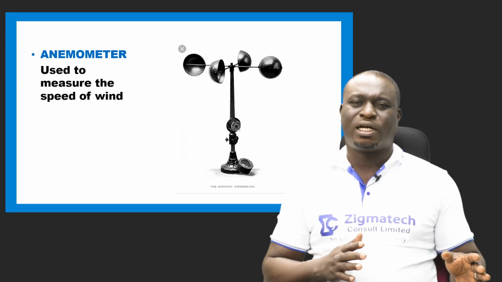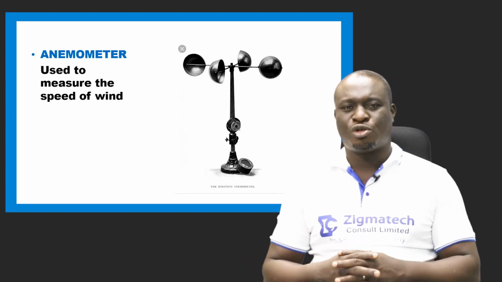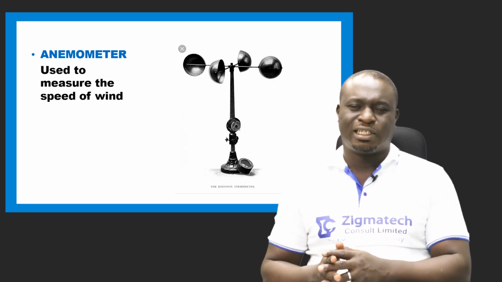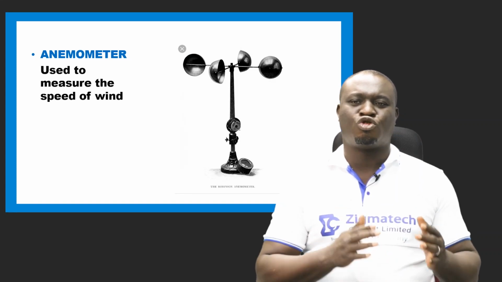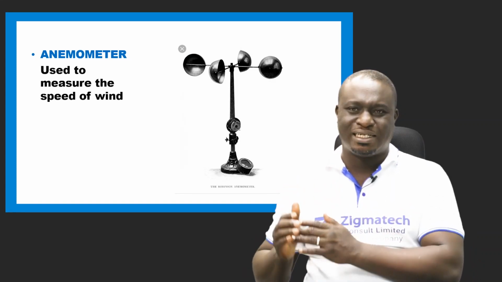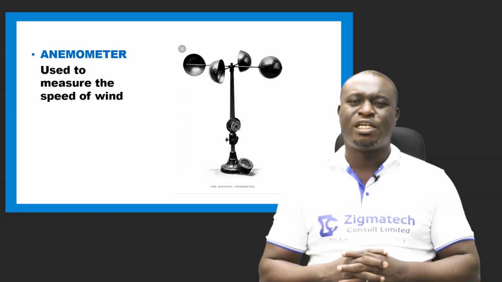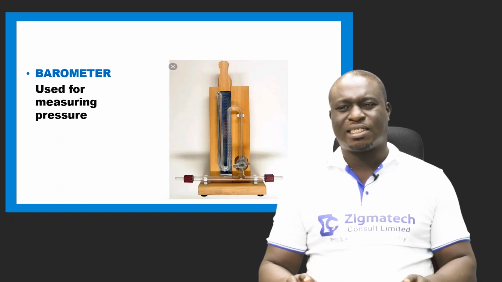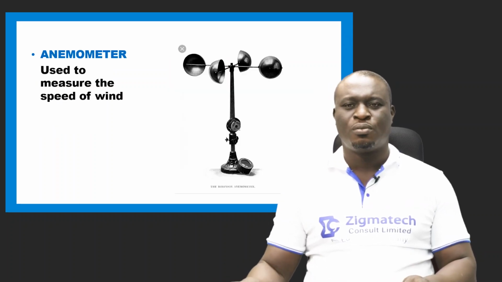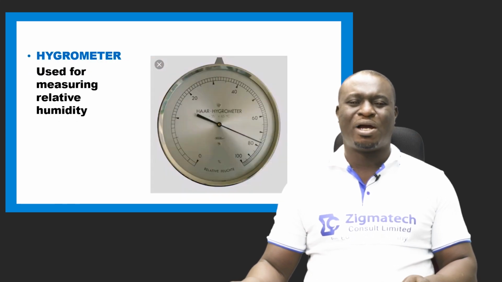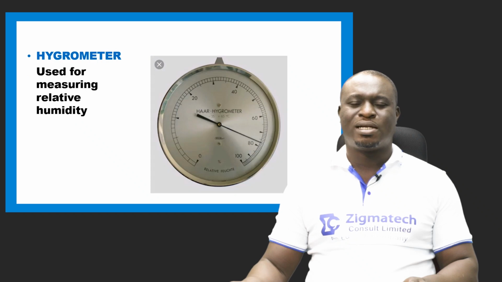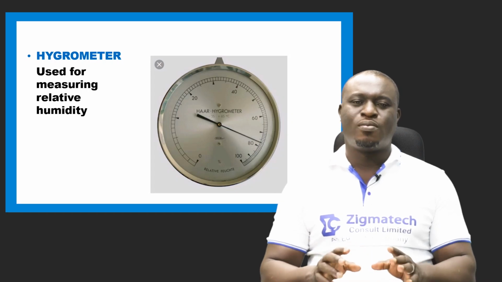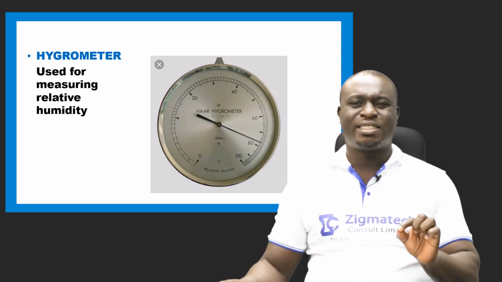Now we move to the next instrument used for measuring ecological factors. We have the anemometer. The anemometer is used to measure the speed of wind. Then we also have the barometer. Barometer is used to measure pressure. And then we have the hygrometer, which is used for measuring relative humidity.